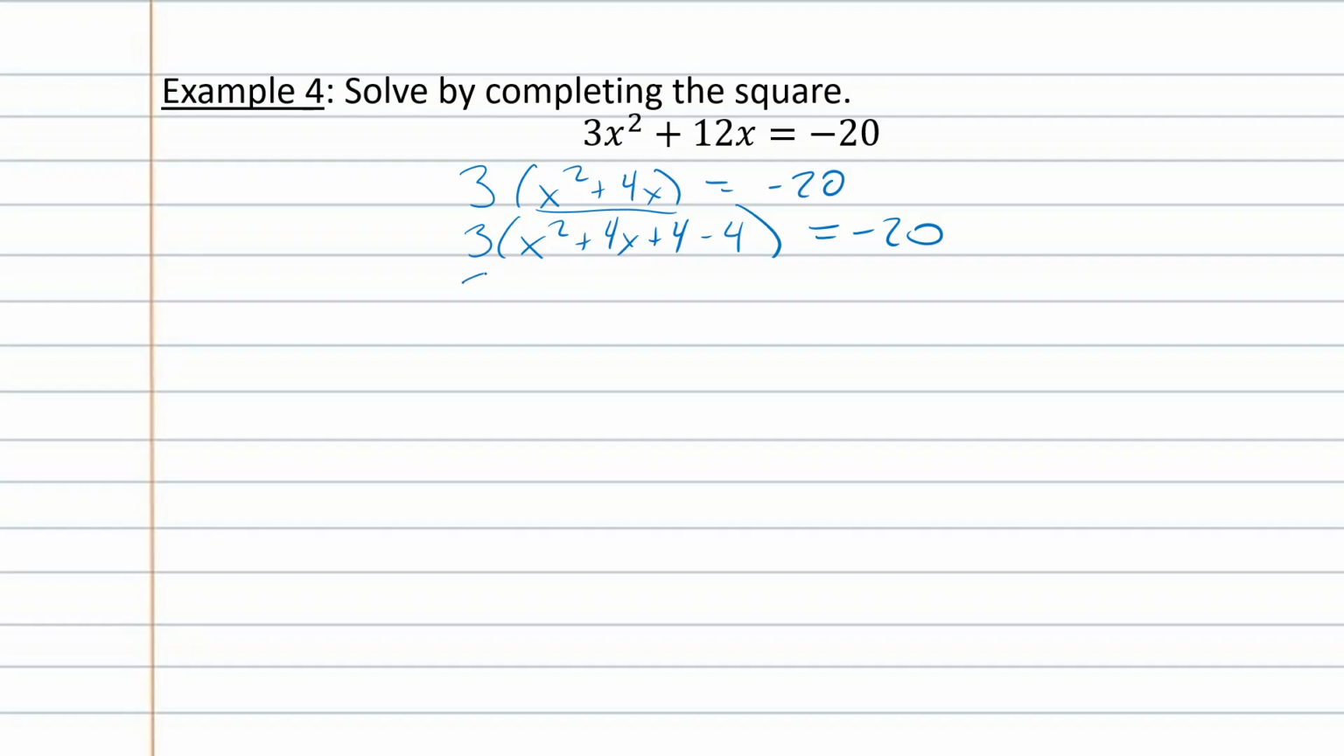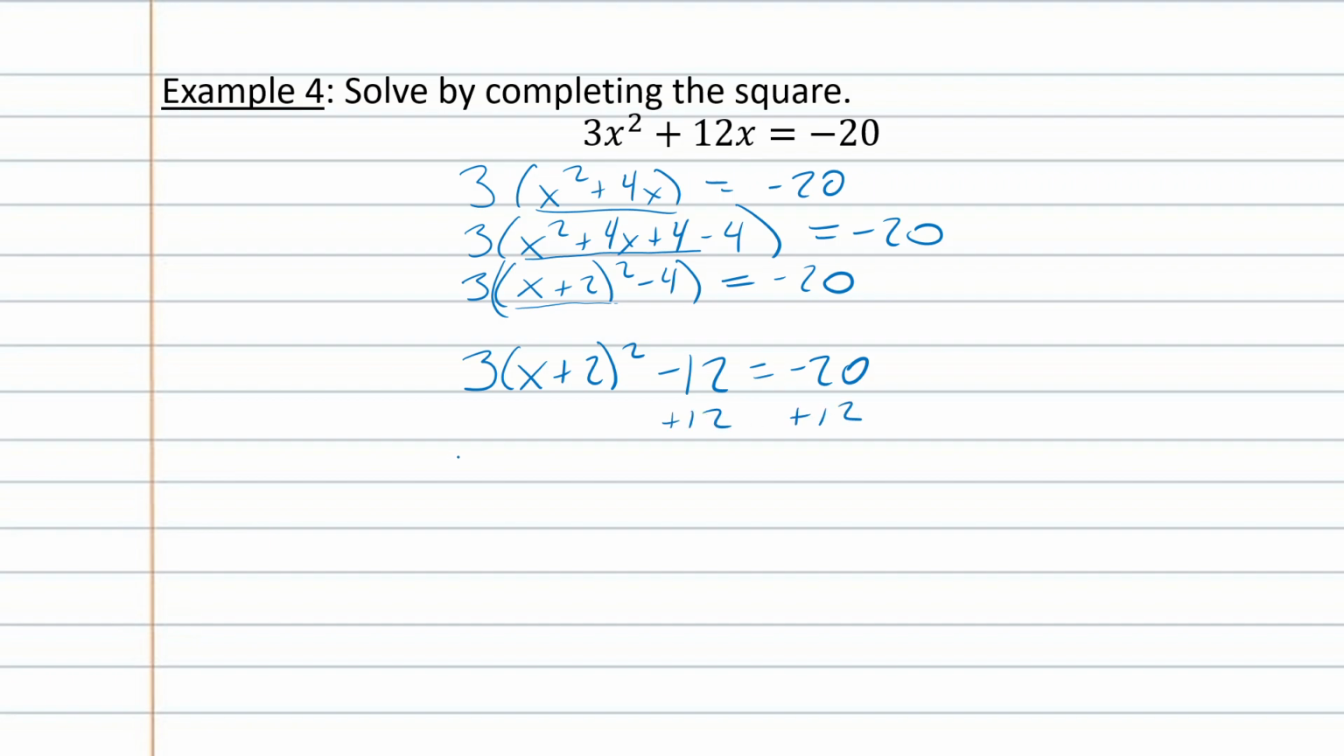Now we can write that as 3 times x plus 2 squared minus 4 equals negative 20. So this part right here is just this part right here, right? Now we can distribute the 3. So it gives us 3 times x plus 2 squared, and then 3 times negative 4 is negative 12, equals negative 20. Now at this point, I'm going to add the 12 over, and it's going to give us 3 times x plus 2 squared equals negative 8.